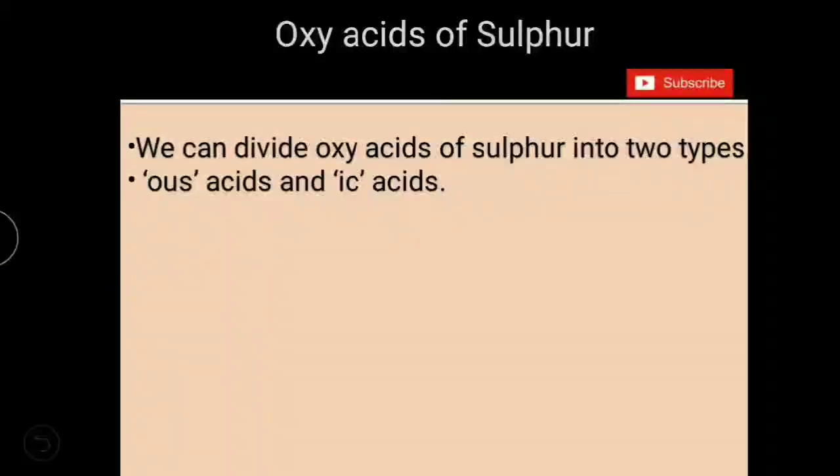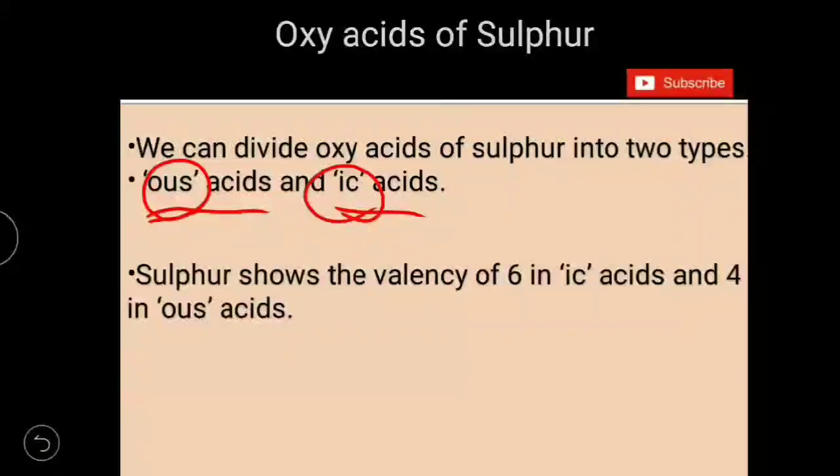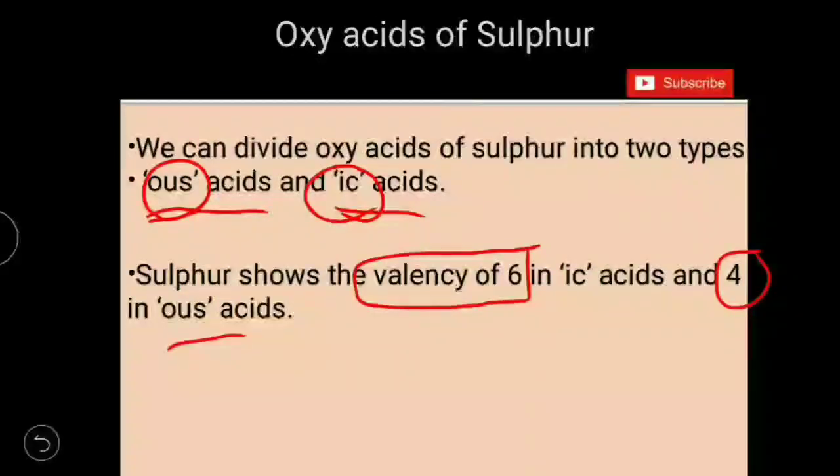First of all, you can divide oxyacids of sulfur into two types, Us acids and Ic acids. In some of the oxyacids of sulfur, you can find the term Us, and in remaining acids, you can find the term Ic. In Ic acids, the valency of sulfur is 6. It means you can have 6 bonds on sulfur atom in Ic acids. And the valency of sulfur is 4 in Us acids. Means there are 4 bonds on sulfur atom in Us acids.